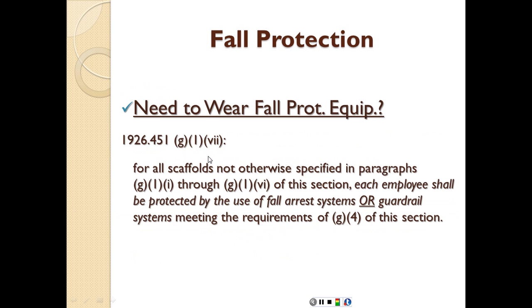The clause in the code here says, for all scaffolds not otherwise specified in paragraphs G1 through G16 of this section, each employee shall be protected by the use of fall arrest system or guardrail systems meeting the requirements of G4 of this section. PFAS is not needed if other fall protection is provided.